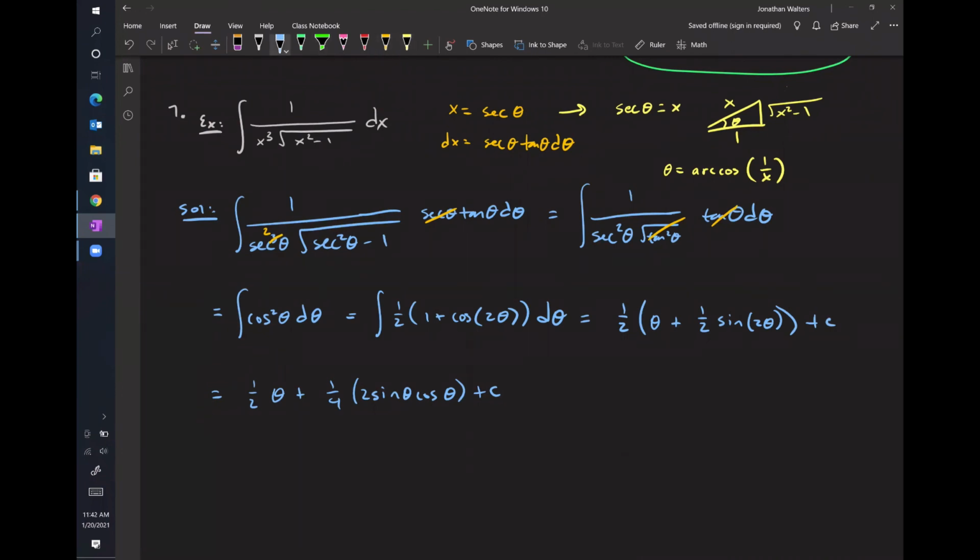So this is going to be 1/2 times the arc cosine of 1 over x plus 1/2. And sine theta is the opposite, which is the radical, x squared minus 1, over the hypotenuse x. Cosine theta is going to be 1 over x plus c. And that's good enough for me.